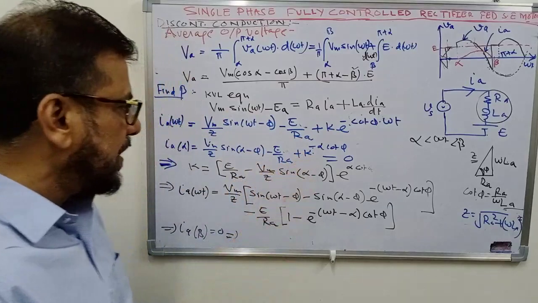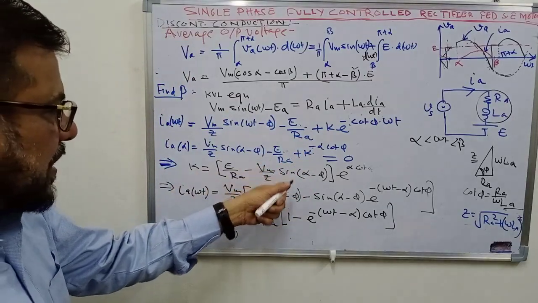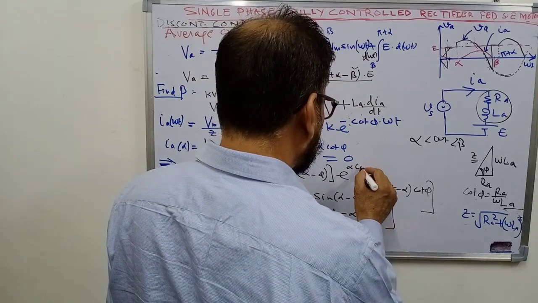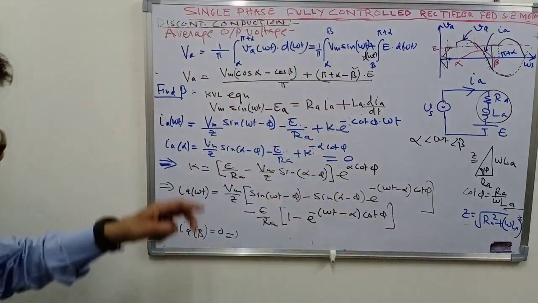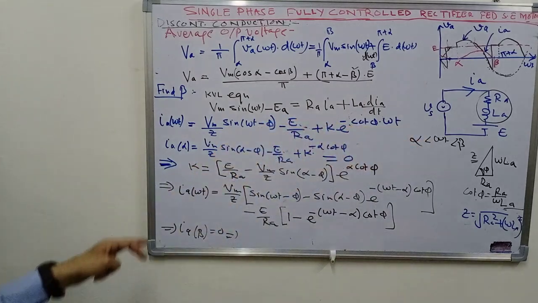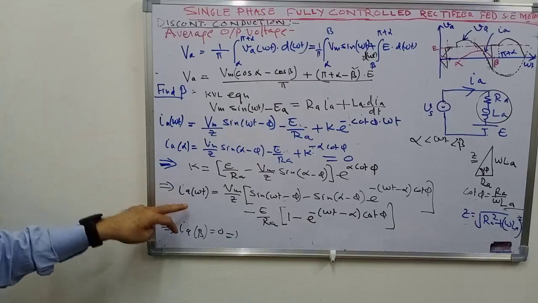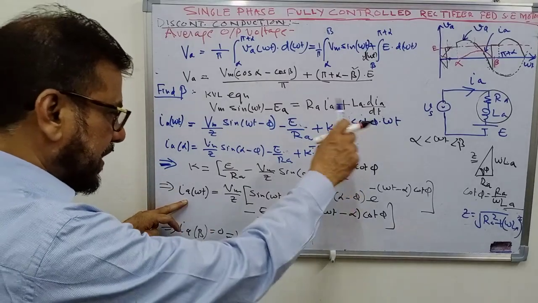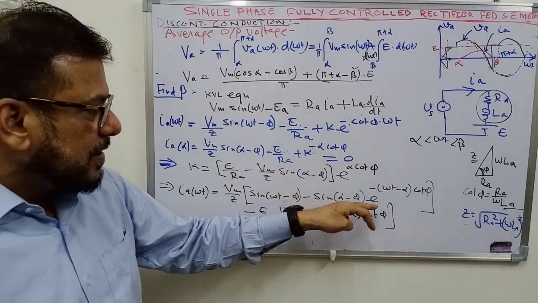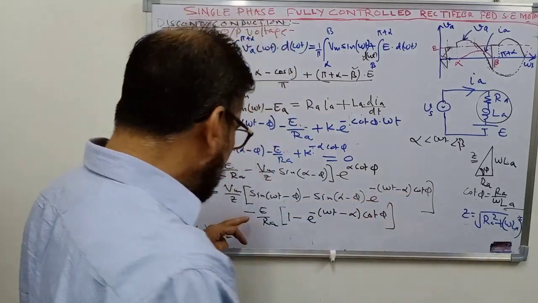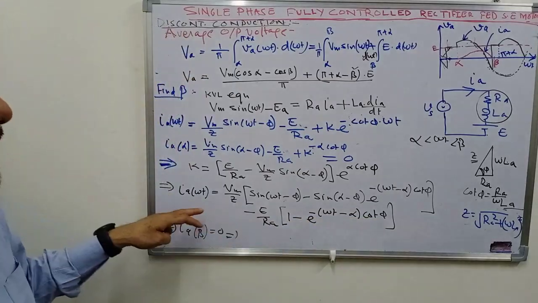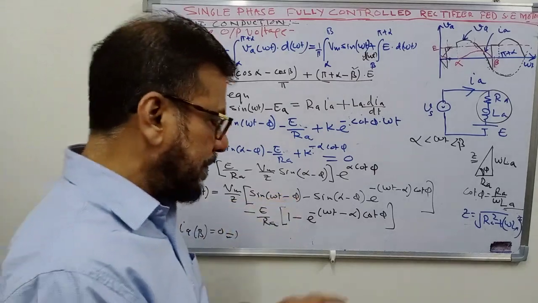You can find out the value of constant k, and this comes out to be E upon Ra minus Vm by Z sin alpha minus phi, e to the power alpha cot phi. So this is the value of constant k. You just put the value of k in the equation here, and finally determine the equation of the current Ia. So Vm by Z sin omega t minus phi minus sin alpha minus phi e to the power minus omega t minus alpha cot phi, minus E upon Ra into 1 minus e to the power minus omega t minus alpha into cot phi. So this is the final equation of Ia in terms of omega t, phi and alpha.